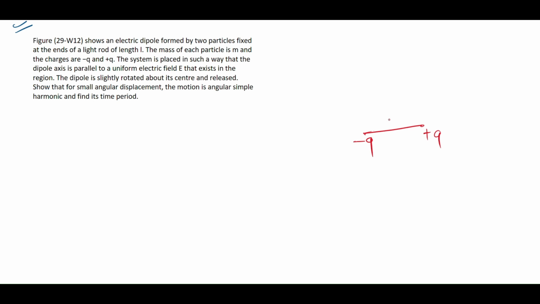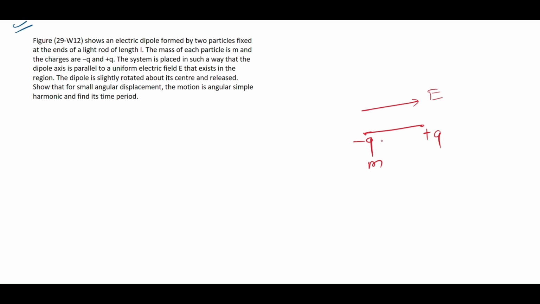At the ends of a light rod, so this is a light rod, and at the ends there are two particles, minus Q and plus Q. The mass of each particle is m, and the charges are minus Q and plus Q. The system is placed in such a way that the dipole axis is parallel to a uniform electric field of magnitude E that exists in the region. The dipole is slightly rotated about its center and released.